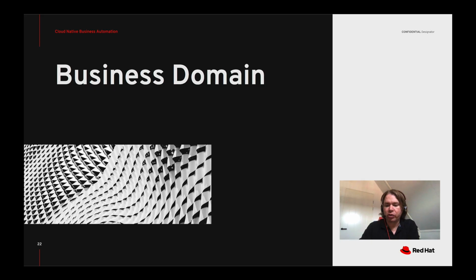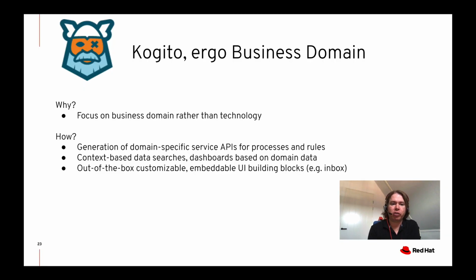So next is business domain. And what do we mean with business domain? Well, in Kogito, we want to focus on business domain rather than on technology. If you look at traditional BPM platforms and decision engines and rules engines, they usually already provide a RESTful API, but the implementation details leak through that API, which in the microservices world is not really something you want. And what do I mean with leaking of abstraction?